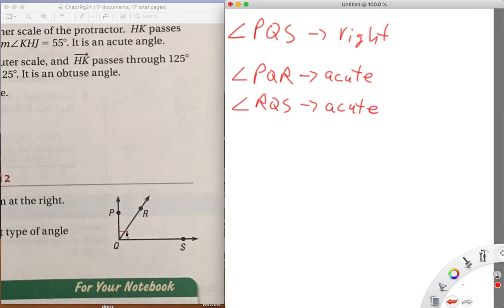I know that PQS is 90 degrees because of the little box, and since I know that PQS is exactly 90 degrees, I know that these two other guys have to be less than 90 degrees because when I add them up, they give me 90. So PQR has to be acute, and it looks acute, and RQS is acute.